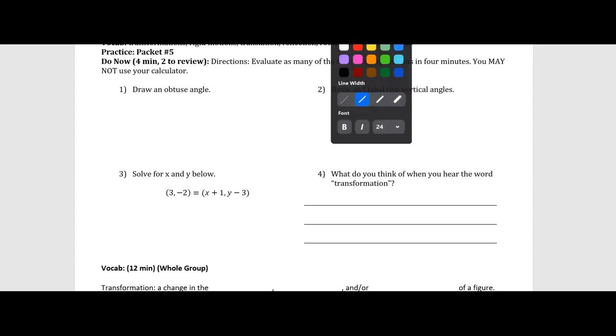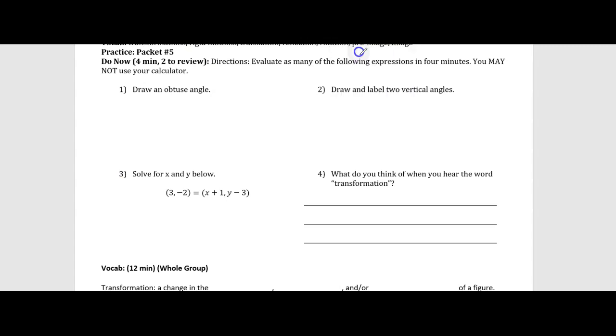Alright, so it says draw an obtuse angle. And we should know that an obtuse angle is an angle that has a measurement greater than 90 but less than 180. So it makes sense to put a measurement here, unless you're going to say it's drawn to scale. But that would be an example of an obtuse angle.